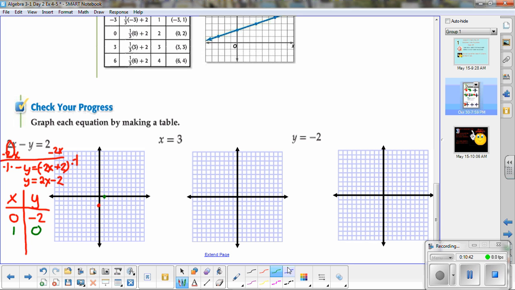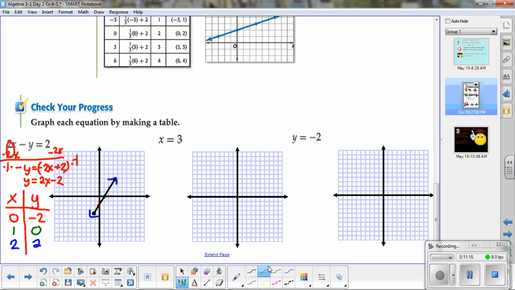Now let's try 2. 2 times 2 is 4, and 4 take away 2 is 2. So I'm going to go to the right 2 and up 2. You could keep going and do a couple more points, but I have an idea of where that line is going to go off of those 3 there. So I'm going to go ahead and connect those points to make a line. And again, arrows on the ends to show that it keeps going in both directions.